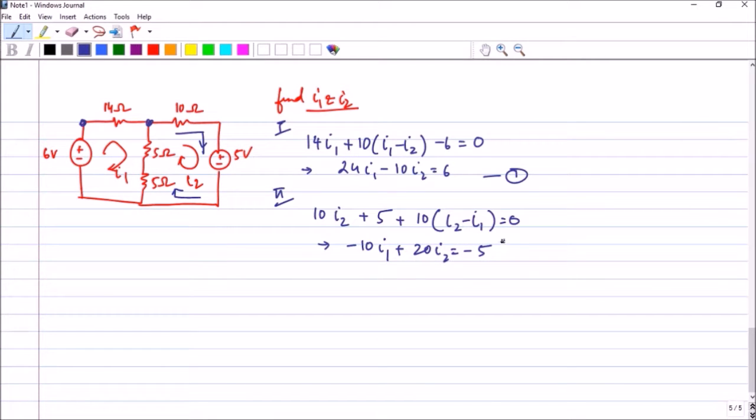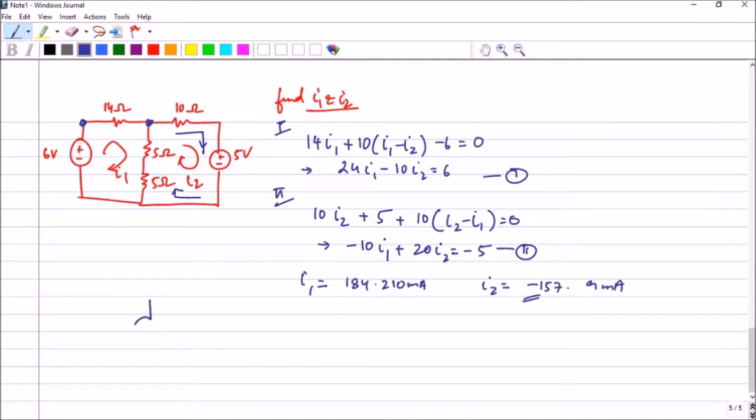If I calculate using the calculator, I will get I1 equal to 184.210 milliamperes and I2 equal to minus 157.9 milliamperes. Now what does this minus sign indicate? The minus sign just indicates that we have taken the current in the wrong direction. In fact, it is not wrong, but for a positive value, the mesh current would have been in the opposite direction.